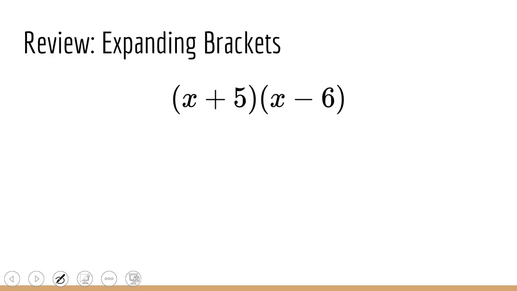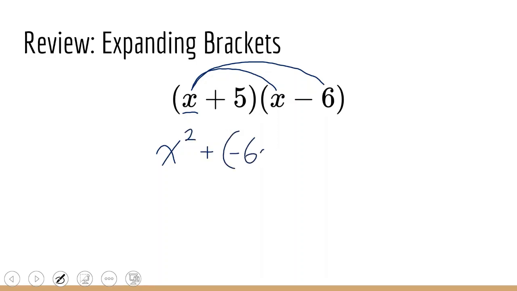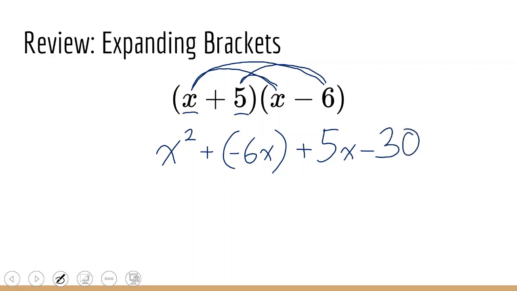So firstly, let's start with this x over here. I'm going to multiply it by x and multiply it by minus 6, which would give me x squared plus minus 6x. And then let's go ahead and work with the 5. So it'll be 5 times x and 5 times minus 6. So 5 times x is simply 5x. 5 times minus 6 would give us minus 30. Okay, and then all I have to do is collect the like terms. So this would then simplify to x squared minus x minus 30.